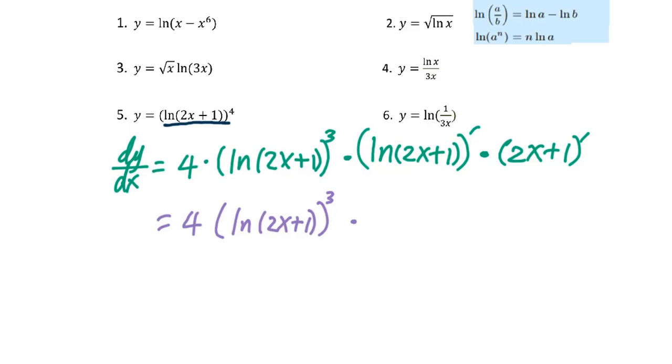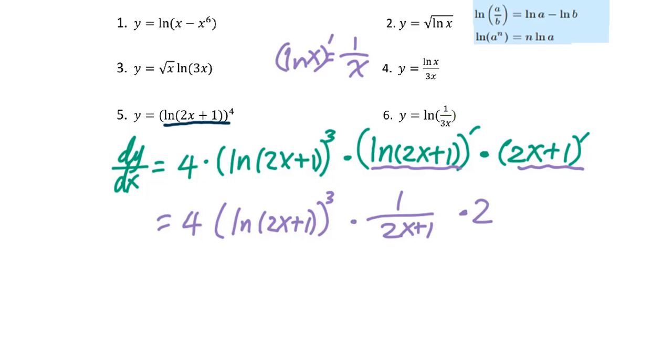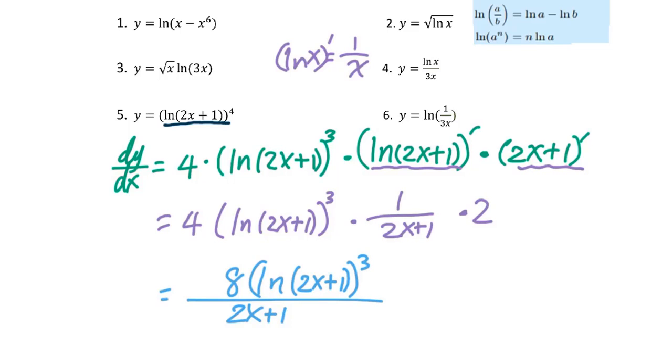Multiply by, while you do the derivative for natural log, remember you will get 1 over the argument. So that's 1 over 2x plus 1. Then you do the derivative for 2x plus 1, which will be 2. Therefore, you will get 2x plus 1 as the denominator. The numerator will be 8 natural log 2x plus 1, do the third power.